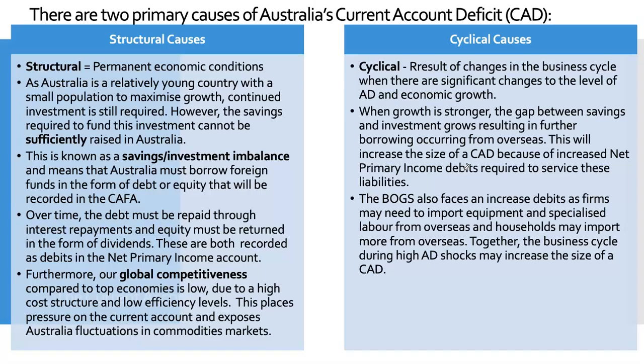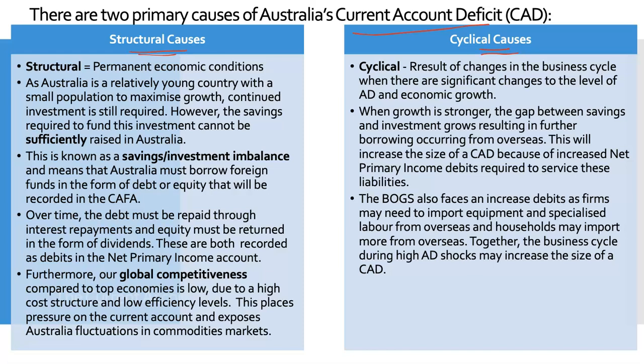Having said that, you have seen historically, there has been a current account deficit, which means there has been more outflows than inflows. And historically, that's had to be something that Australia has had to deal with and finance from their capital and financial accounts. And there are two primary causes for this deficit. We're going to split them up into structural causes and cyclical causes.